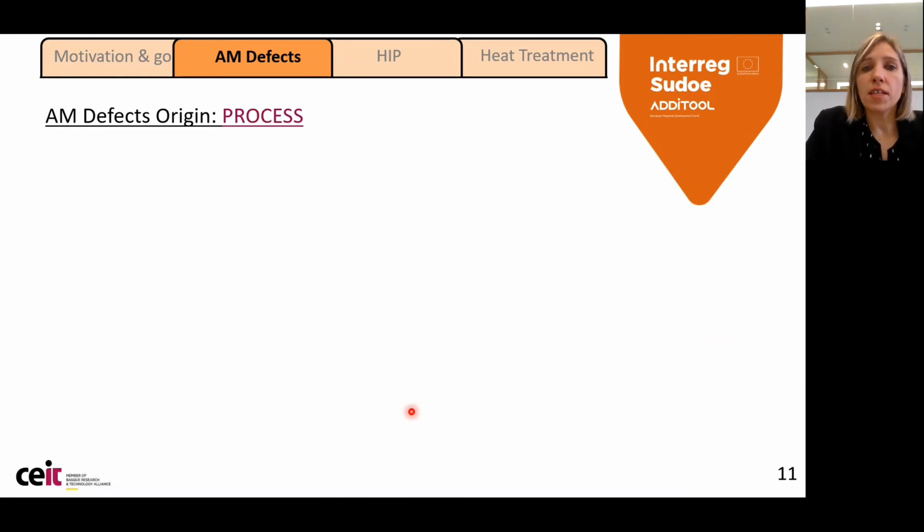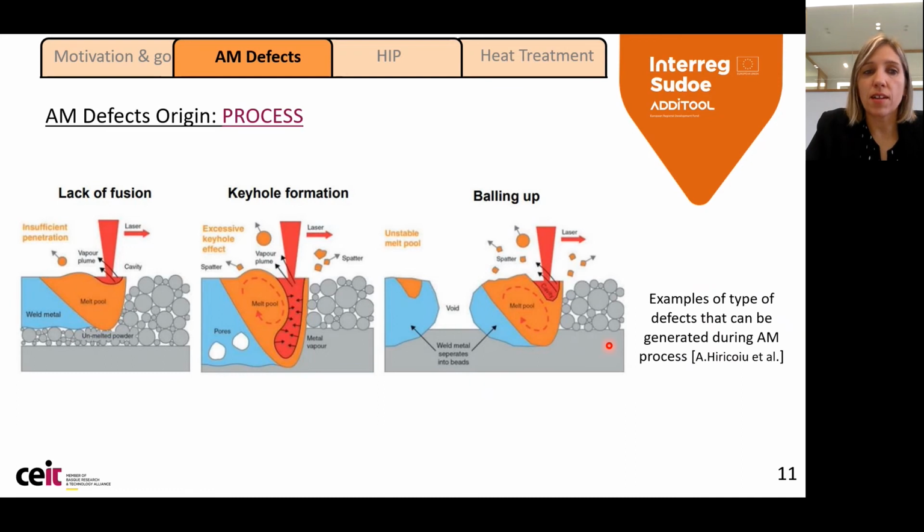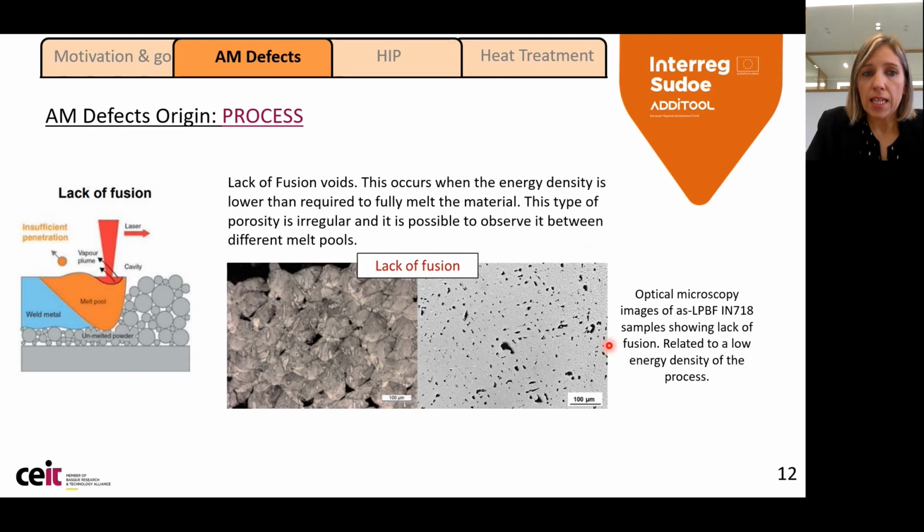In terms of defects that we can find due to the process, some of the examples are the lack of fusion, keyhole formation, or balling up. Lack of fusion appears when we use energy density which is lower than the required to fully melt the material. Therefore, we are going to find very irregular shaped pores that usually are between the different melt pools, and even sometimes, even if in this microstructure we don't see, we can even find powder particles still without melting.